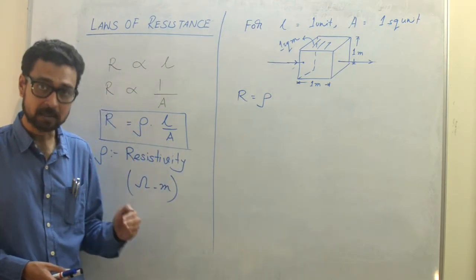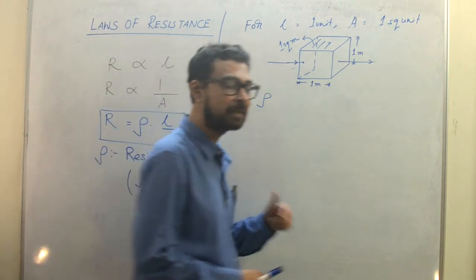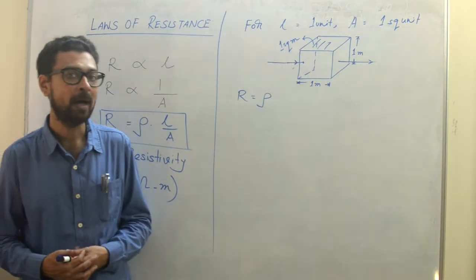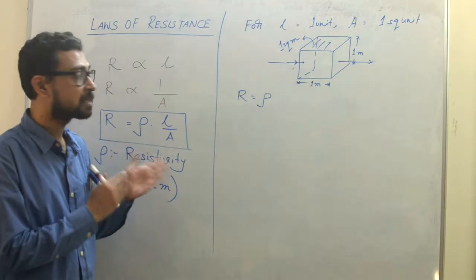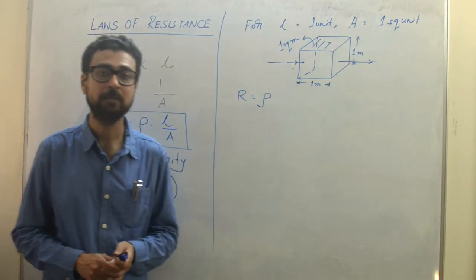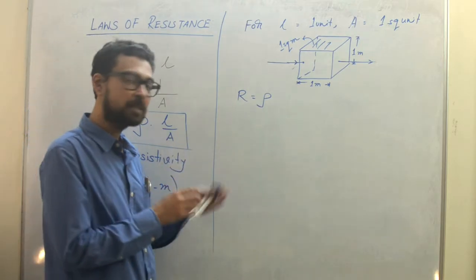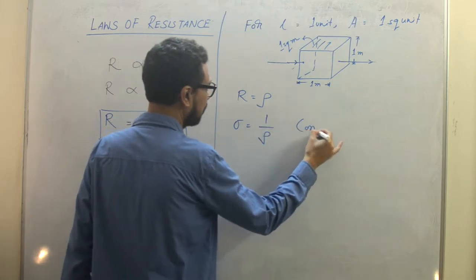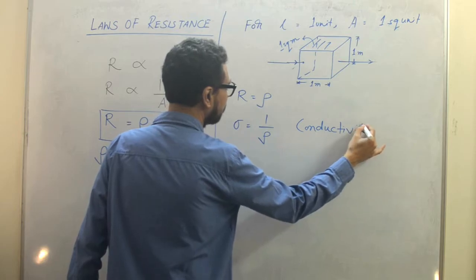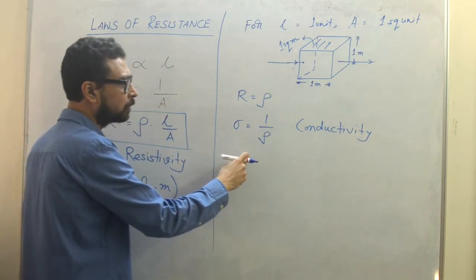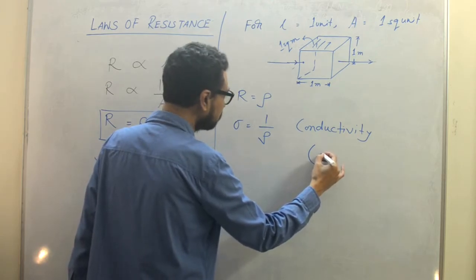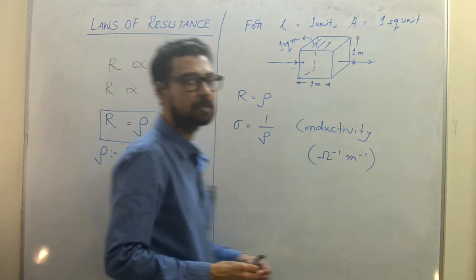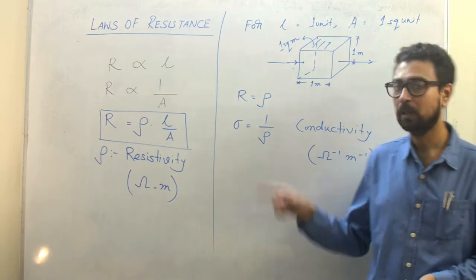Resistivity is defined as the resistance of a conductor having unit length and unit cross sectional area, or we can imagine a cube having unit length, and then the resistance between two opposite faces of that cube is also known as resistivity. Okay, and we also have another thing called conductivity. Conductivity is the reciprocal of resistivity, and it is 1 by rho, and its unit is per ohm per meter.